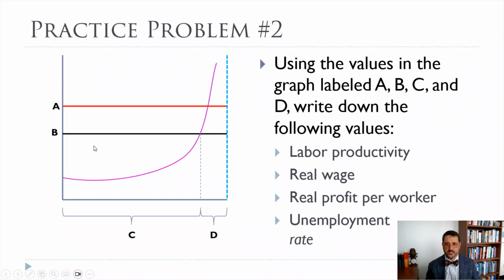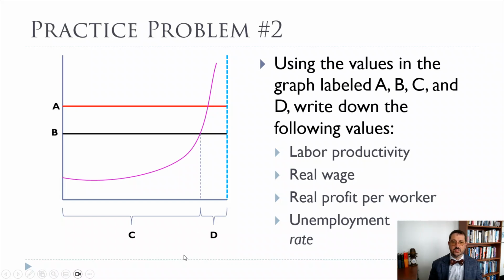So the red line is labeled A, the black line is labeled B, the distance between the origin and the point where the purple line and the black line intersect is labeled C, and the distance between the dotted blue line and the intersection is labeled D.